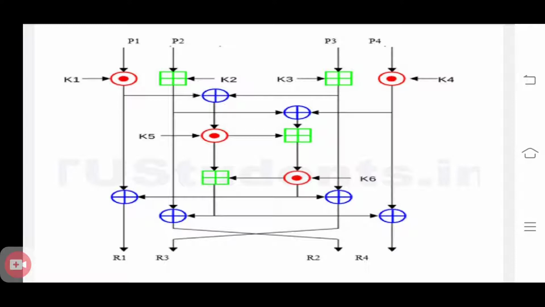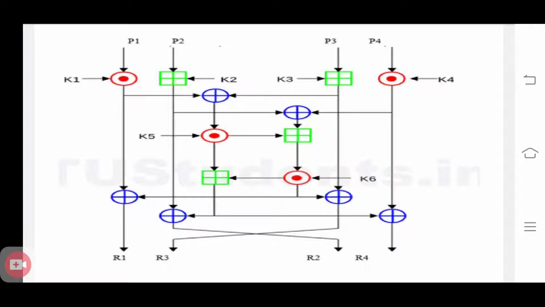So first, what is this P? P is the plain text data. Here the plain text is divided into 4 blocks, P1, P2, P3 and P4. The plain text length is 64 bits, so it is divided into 4 blocks, meaning one block contains 16 bits. So we have 4 blocks of plain text and each block contains 16 bits, total 64 bits. After the first round we get another 4 blocks, R1, R2, R3 and R4. This structure is the first round, or a single round, of IDEA.